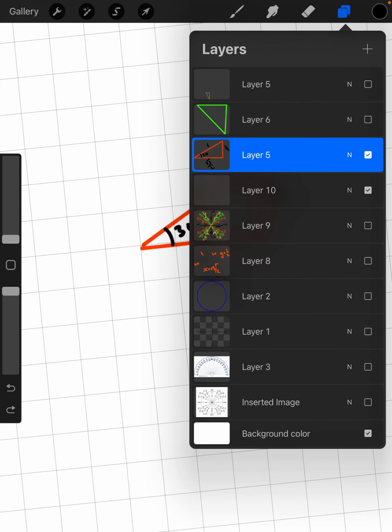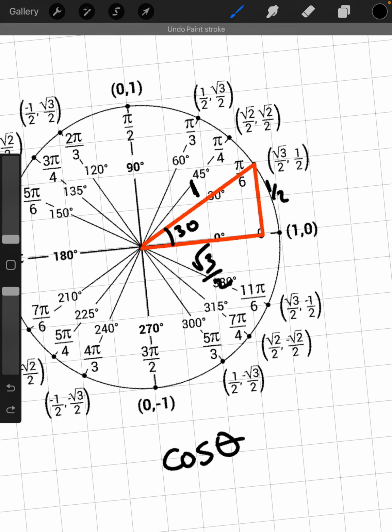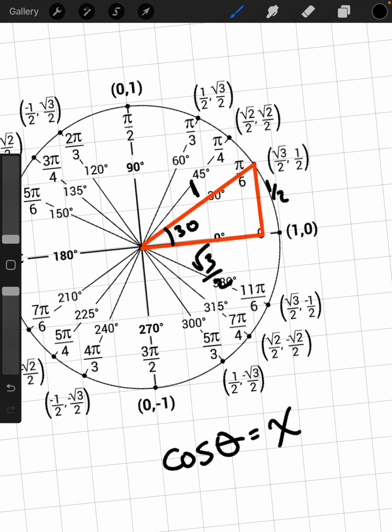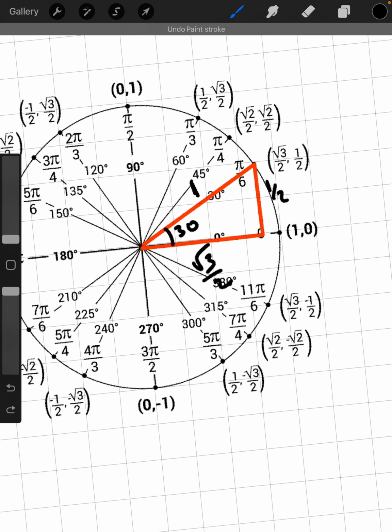And again, if we go back to our unit circle, square root 3 over 2 is the x-coordinate. So our rule is cosine of theta, where theta is just the angle on the unit circle, is equal to the x-coordinate of that point on the unit circle. So if I want to find cosine of 240 degrees, I'm going to go look for 240 on the unit circle, and I'm going to find the x-coordinate, which is negative 1/2. So cosine of 240 degrees is negative 1/2.